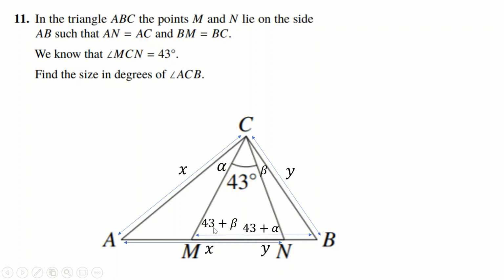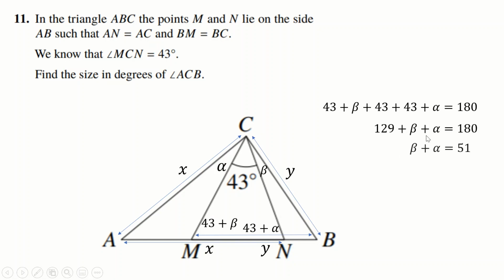And now if I call this one beta, same idea, this is an isosceles triangle, which means 43 plus beta is also over here. And now looking at this middle triangle, I can say 43 plus beta plus 43 plus alpha must equal 180, because that's how many degrees in a triangle. And if I simplify that up, I get alpha plus beta is 51. But remember, what I'm originally looking for is alpha plus beta plus 43. So all I need to do is add 43 to 51, and I get my answer of 94. Put a 0 in front because it wants the three-digit code, 094.